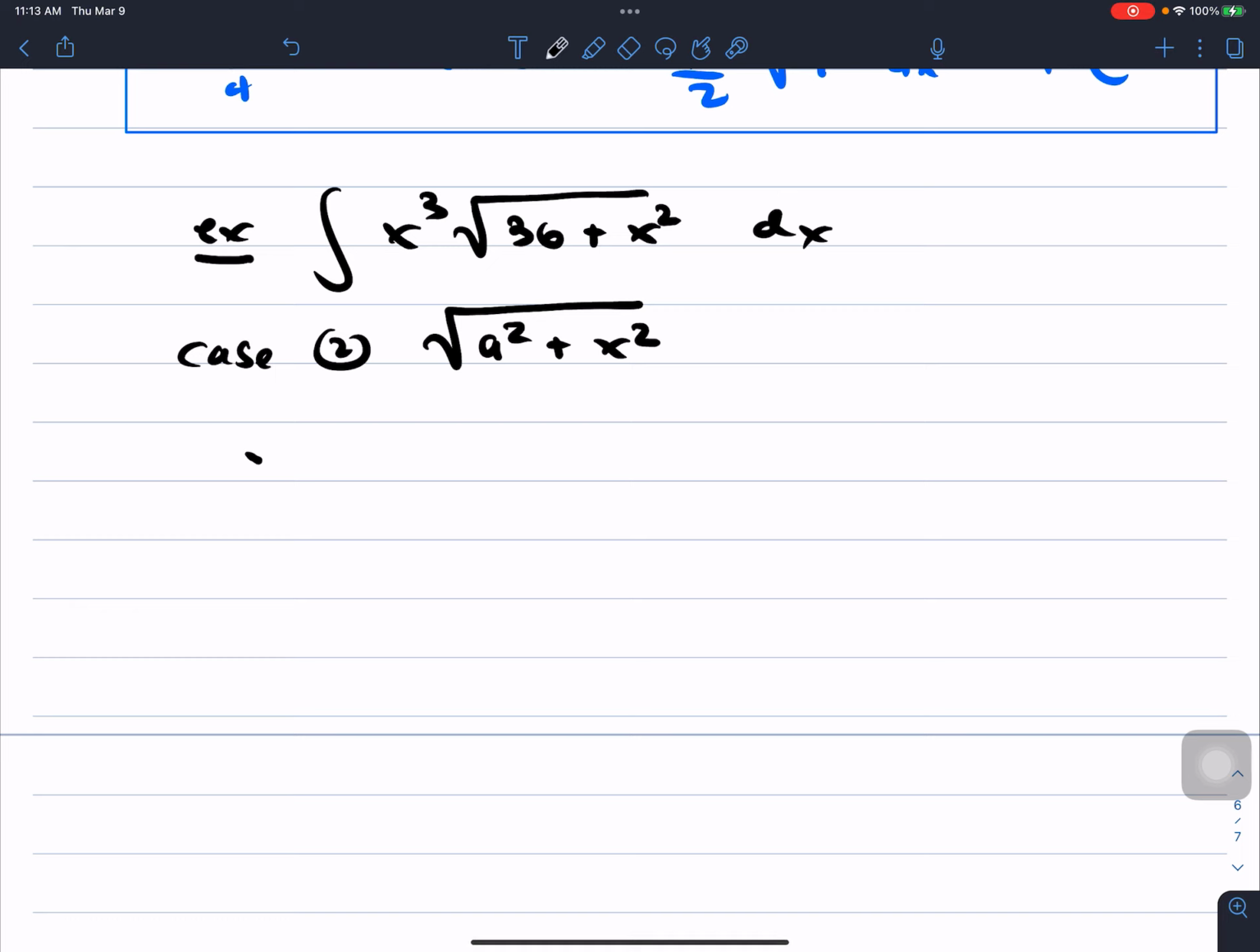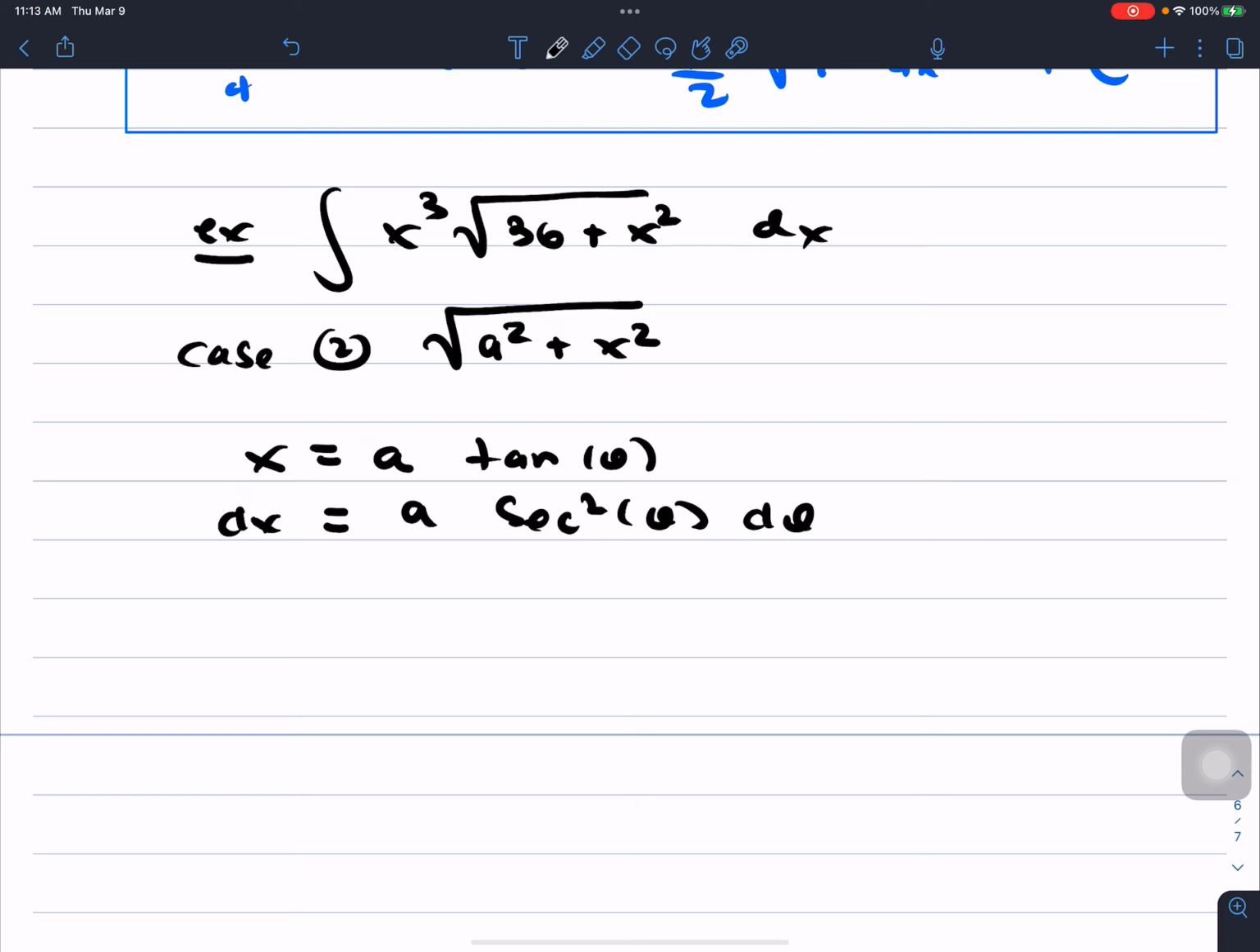I'm going to say the following. You're going to use x equals a tangent theta. And then what is dx going to be if it's a tangent theta? Secant squared. Yeah, derivative of tangent is secant squared, keep your constant. And what do you guys think happens with the radical then? What do you think we're going to replace the radical with?